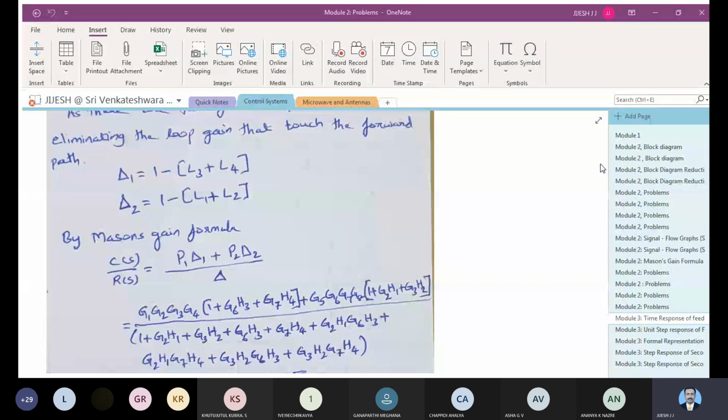The time response is the response of the system as a function of time, and the time response is the sum of the transient and steady state response. The transient response goes to zero as t tends to infinity, and steady state response is the part of the total response that remains after the transient.